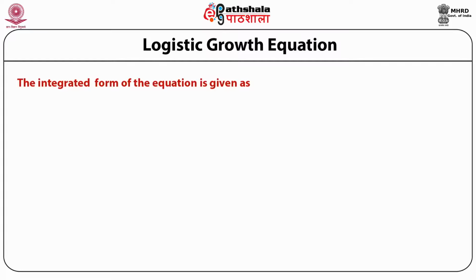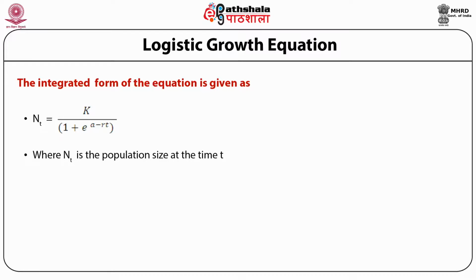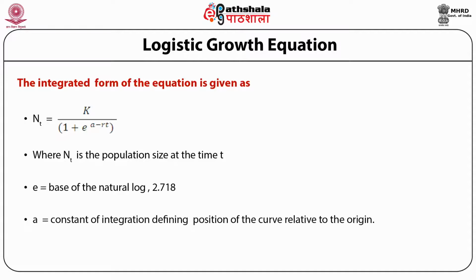The integral form of this equation is given as Nt = K/(1 + e^(a - rt)), where Nt is the population size at the time t, e is the base of the natural log, 2.718, a is the constant of integration defining the position of the curve relative to the origin, and r is the rate of population increase per capita.